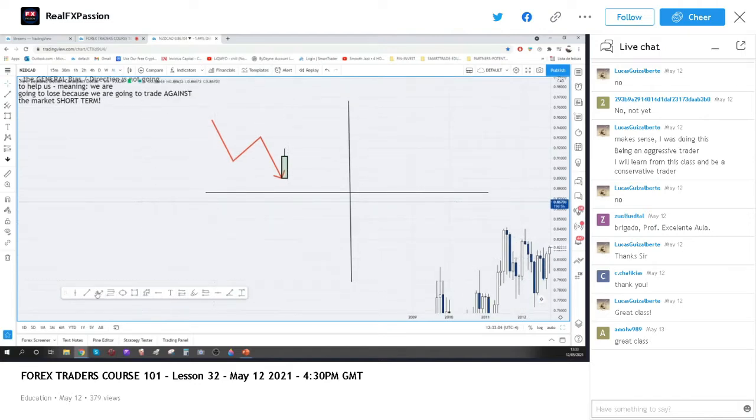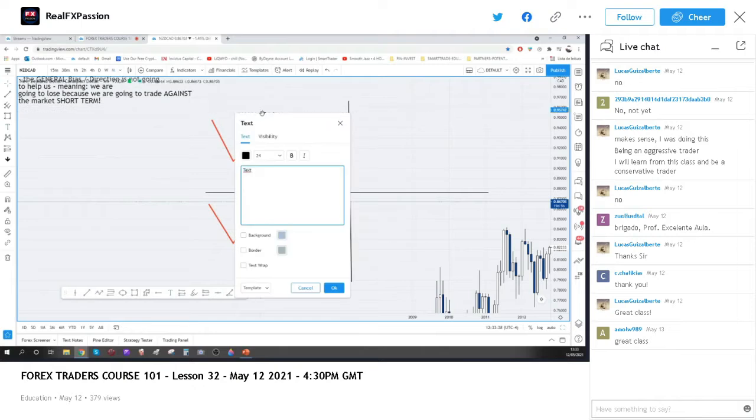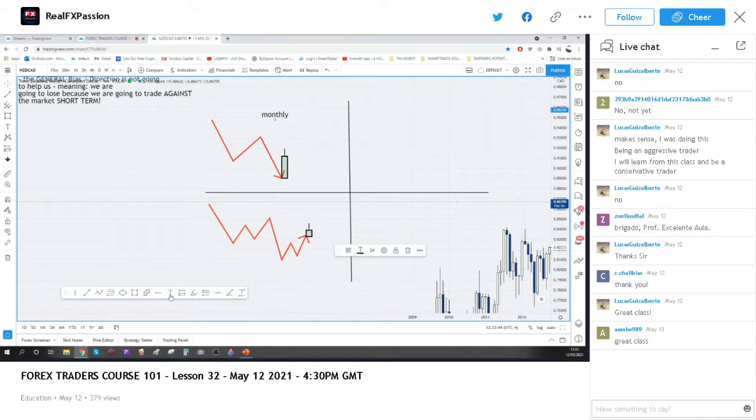Now on the weekly chart, we are going to have something similar. The market is making lower lows, lower highs, a little bit more confused, something like this. And on the weekly chart too, we are going to have a slightly different, but still a bearish candlestick formation, or a bearish candle with a wick, something like this. So this is the monthly chart in here, and text.